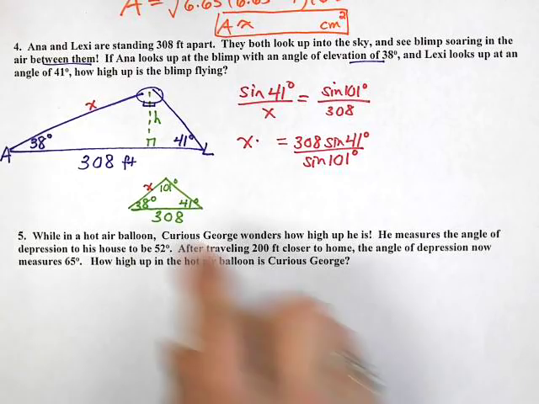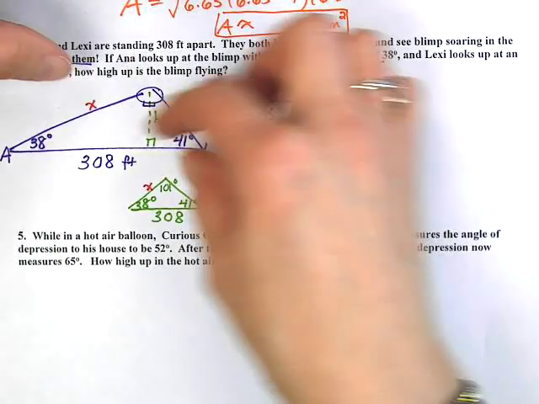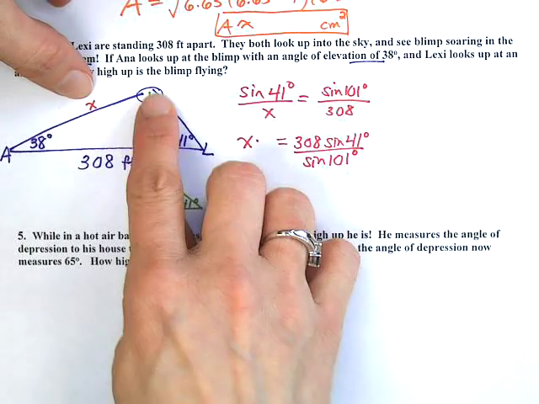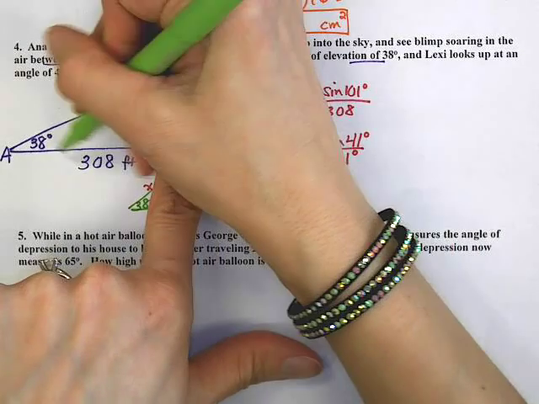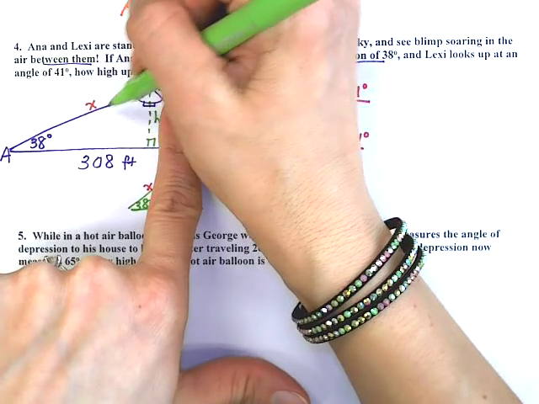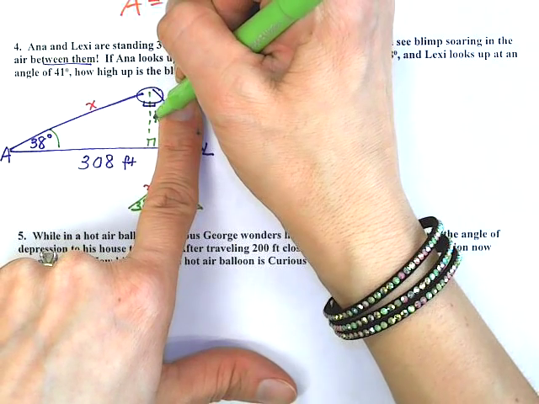But I didn't want to know x. I wanted to find the height. So now that you found something from the big triangle that's related to the height, let's go ahead and do our basic SOH CAH TOA. I'm going to have to use this triangle over here because I know the hypotenuse, I know the angle, and I know the opposite.